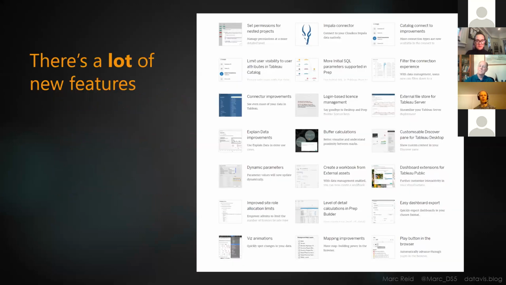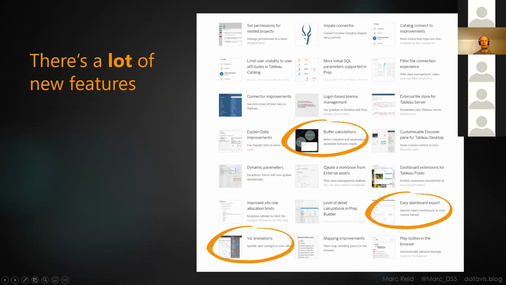There are a lot of new features that have come out in this latest release. We had some enhancements to Explain Data. We had some new connector improvements. Dynamic parameters was a really big one. This is one of the most requested ideas on the ideas forum. But the things we're going to look at today, as I say, are the buffer calculations and easy dashboard export buttons, and then viz animations.